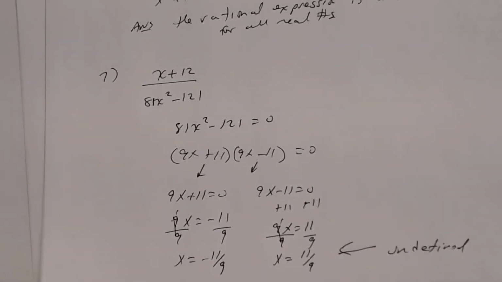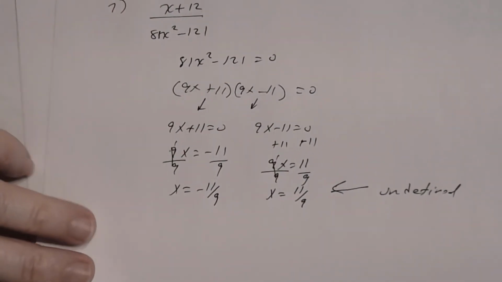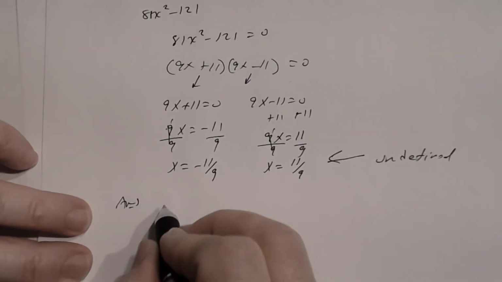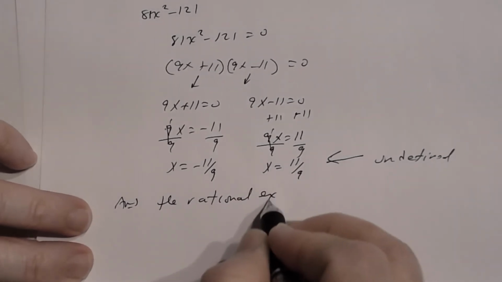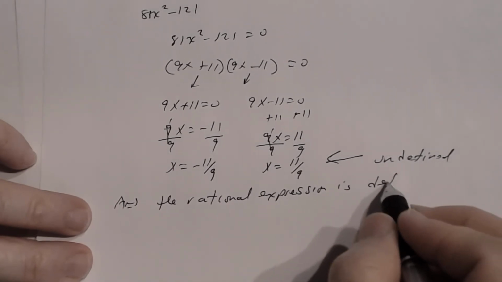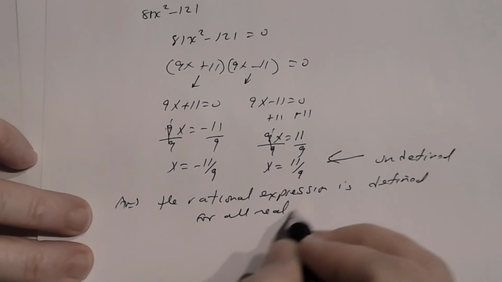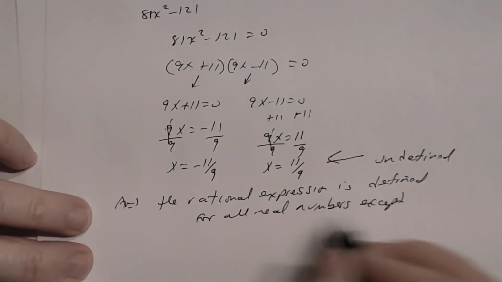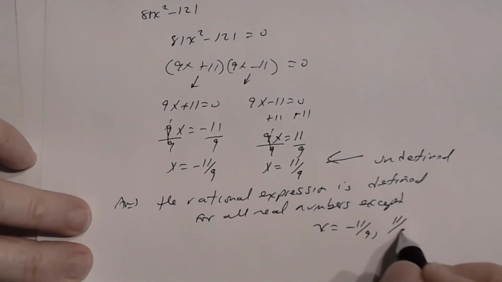Therefore, in terms of where it's defined, it is defined for every other real number. So for the answer you're going to say the rational expression is defined for all real numbers except x equals negative 11 ninths, comma, 11 ninths.